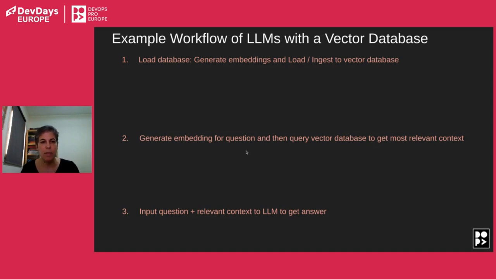The second step is to generate an embedding for a question and then query the vector database to get the most relevant context. When we use ChatGPT to generate an answer, we need to input a query, generate an embedding for that query, and then input the question with the relevant context that we got to the LLM, and get the answer.